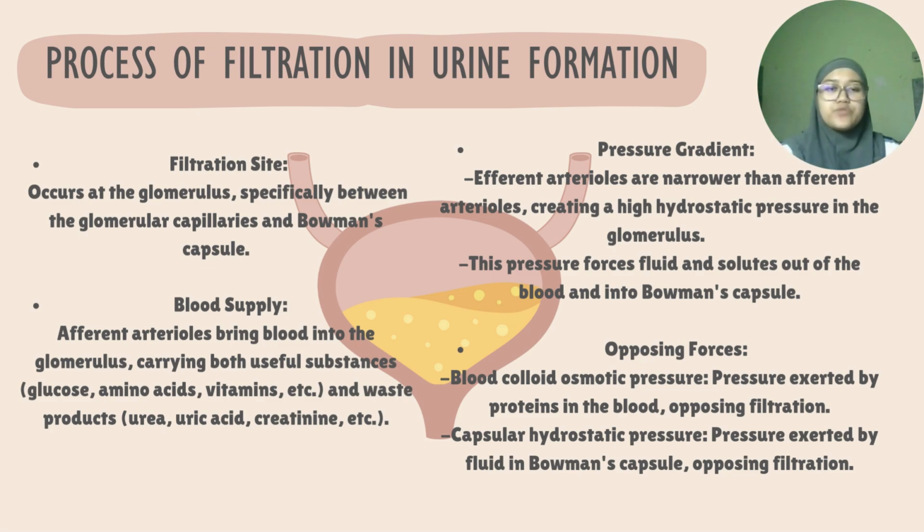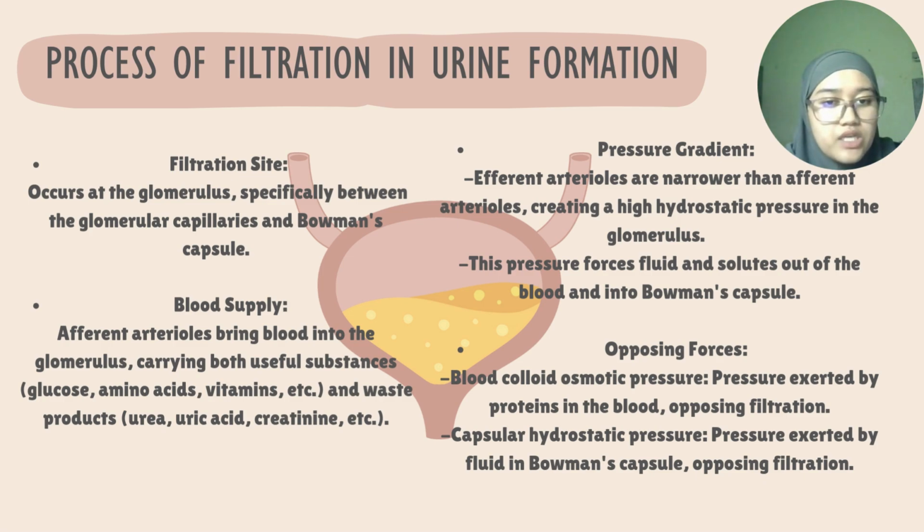The filtration in urine formation has several processes. It starts from the filtration site, which occurs at the glomerulus, specifically between the glomerular capillaries and Bowman's capsule. Next is blood supply. Afferent arterioles bring blood into the glomerulus, carrying both useful substances such as glucose, amino acids, vitamins, etc., and waste products, which are urea, uric acid, creatinine, etc.